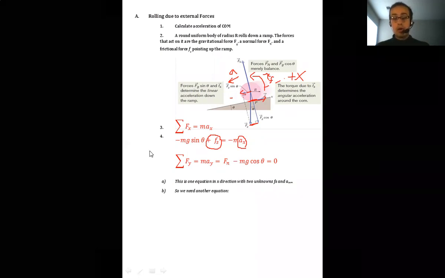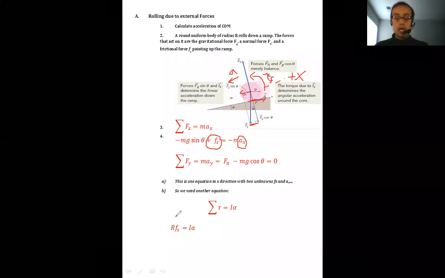We're going to need another equation, and that is going to come from recognizing that the force of friction is giving this ball a torque. It's giving it a turn. So what do we know about torque? We know that the torque is equal to the moment of inertia times the angular acceleration, right? We also know that that torque is going to be equal to R F sub S.